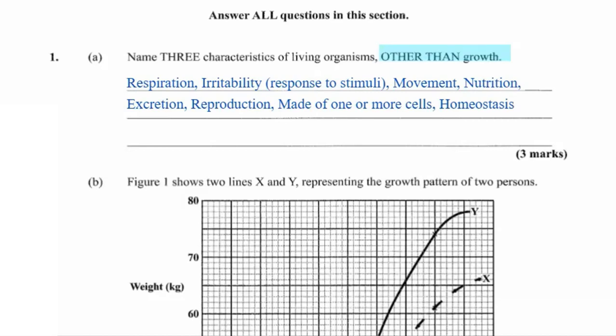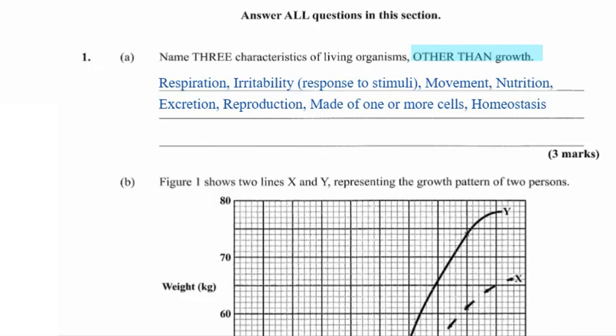For those of us that remember, we can use the mnemonic GRIM now and just use all the letters except G, right? And these are all the possibilities. You're just going to list 3. And it's worth 3 marks, so that's 1 mark per characteristic.